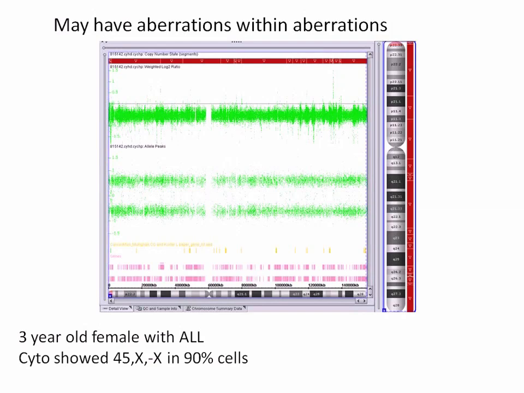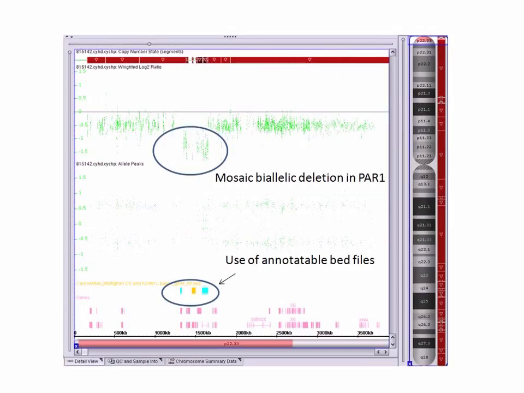We saw the loss of X. We thought, okay, we see the loss of X. That's good, because our chromosomes told us we should. But it took a careful eye within the lab to notice another concerning thing, which is that within the PAR, there was a mosaic biallelic deletion. So we have a loss of one entire X, and then within the remaining X, there's a mosaic deletion.